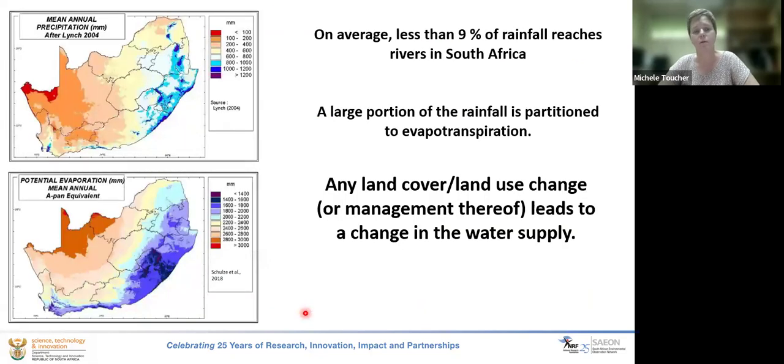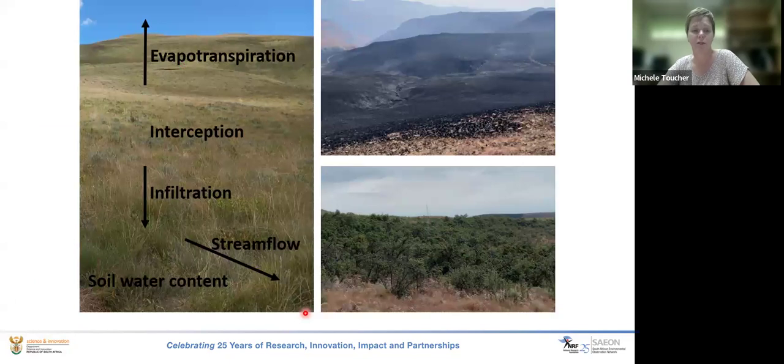The relation to water is that, on average, less than 9% of our rainfall reaches our rivers. This is because a large portion of our rainfall is partitioned to evapotranspiration. What that means in our environment is that if you change the land cover, you change the transpiration and the soil water evaporation, and that changes how the water is supplied to the system, or how much rainfall is converted into streamflow.